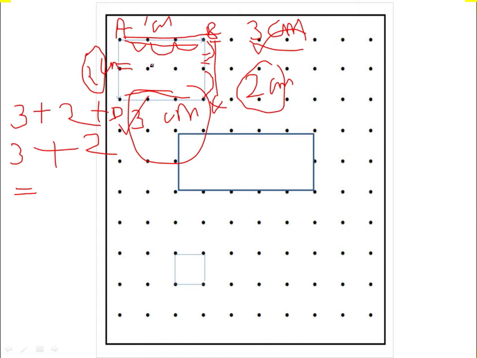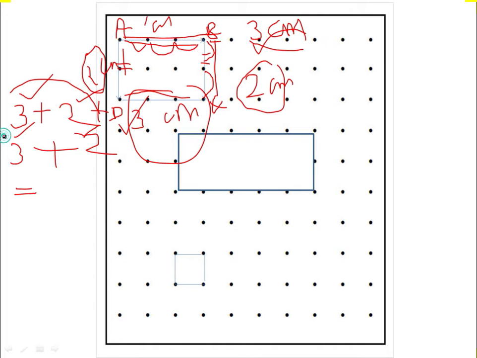The measurement of this AB is this 3. The measurement of this B and C is this 2. The measurement between D and C or C and D is this 3, and the measurement of this side is 2. So we have taken all measurements of the sides together, and we will simply total all these measurements.